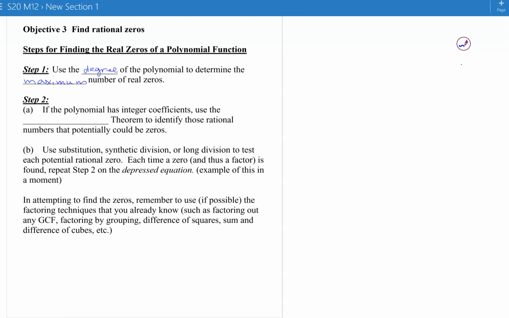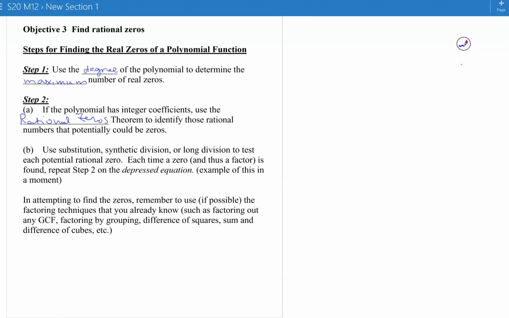If the polynomial has integer coefficients, then you're going to use the rational zeros theorem to identify the rational numbers that potentially could be zeros. Then you can either use substitution, where you plug each of the numbers into the function, synthetic division, which was developed because it's so much quicker and easier, or long division to test each potential rational zero. Each time a zero is found, that also means you've found a factor, and then you can repeat step 2 on the depressed equation. So we're going to do an example of that.